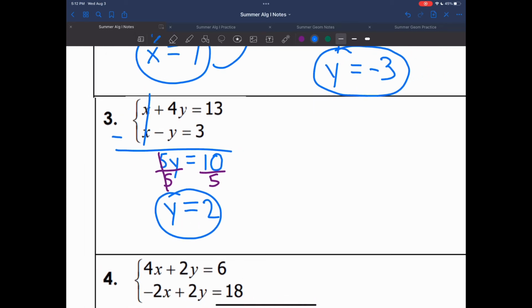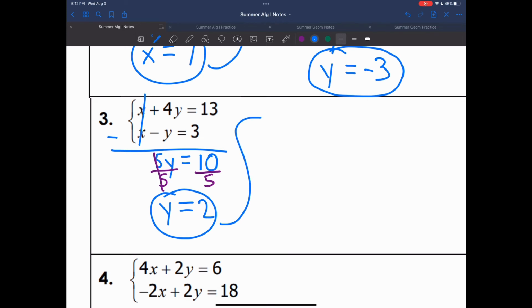And now let's go ahead and solve for the other variable by using one of the original equations. Pick whichever one you want. Really doesn't matter. I'll just pick the top one again. Let's rewrite that one down. x plus 4y equals 13.